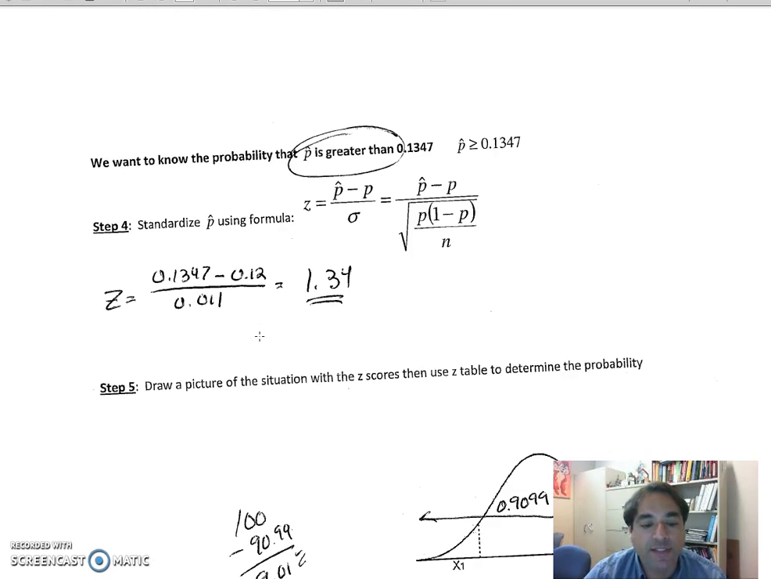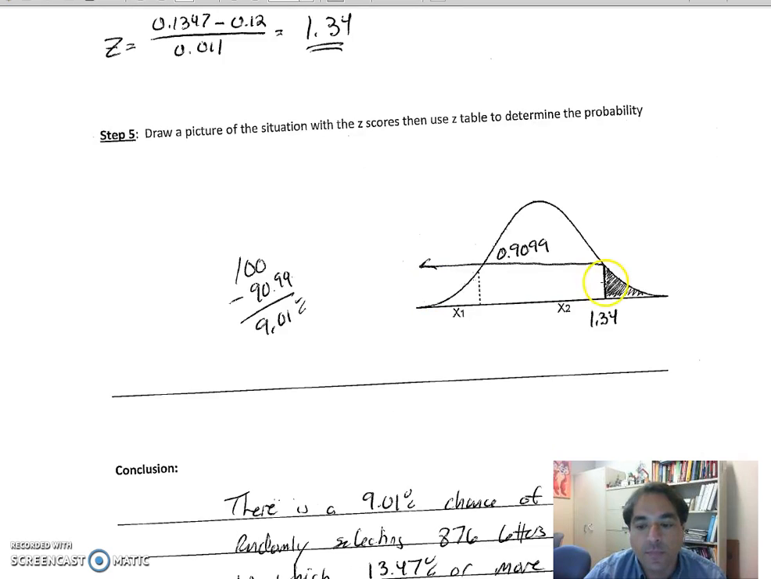Then we're just doing greater than this time, so we do our p hat, 0.1347 minus 0.12, divided by 0.011, which is 1.34. 1.34 would be about here. We're looking for greater than. When we go to the table, it tells us less than. We get 0.9099, but that's less than. We want more than. 100 minus 90.99 gives us 9.01%. Again, it's not that high because we're looking for greater than 13.47% when it's supposed to be 12.